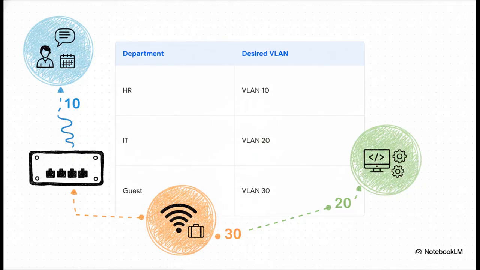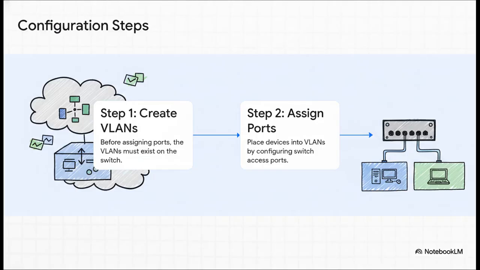All right, to make this really stick, let's use a super common example. Picture a single switch in a small office. We need to create 3 separate secure networks, one for HR, one for IT, and one for guests. So let's say we decide HR will be VLAN 10, IT gets VLAN 20, and guests will be on VLAN 30. Simple enough, right?